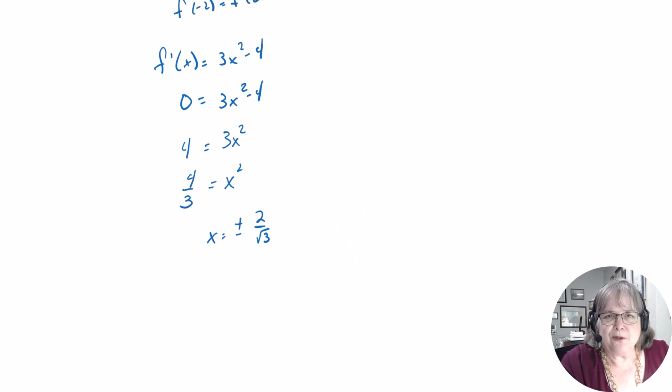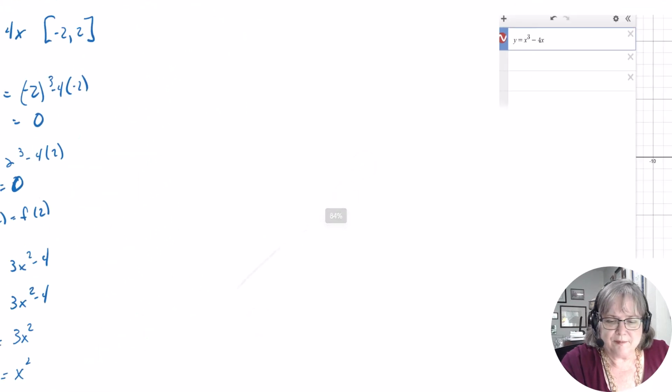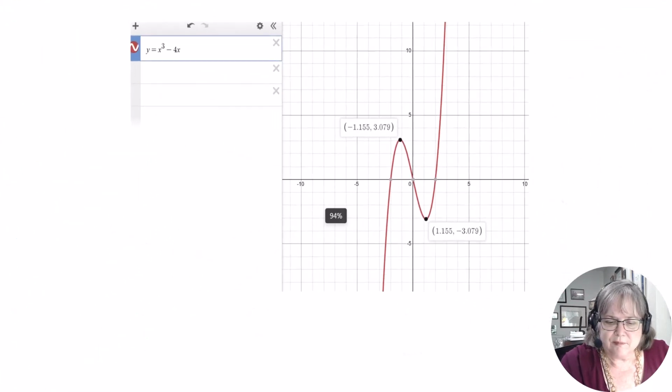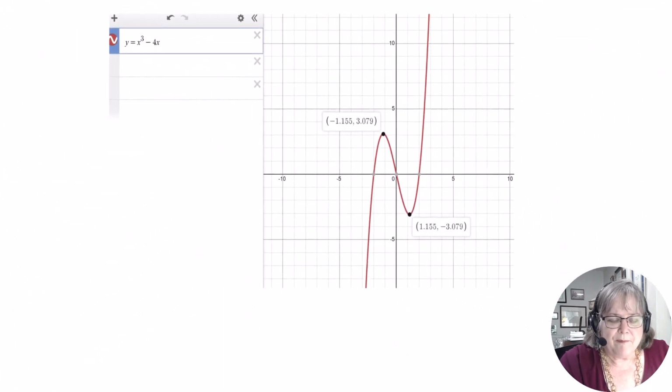Sometimes you get answers for where something's equal to 0 that are not within the interval that you want, and you would discard those because the question said, I'm only interested in these numbers in the interval. So if it's outside the interval, you just discard it. And to show you what this looks like, this is y equals x cubed minus 4x. And here's 2 over the square root of 3, and this is minus 2 over the square root of 3 for x.